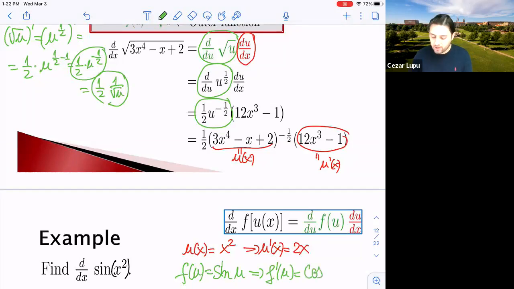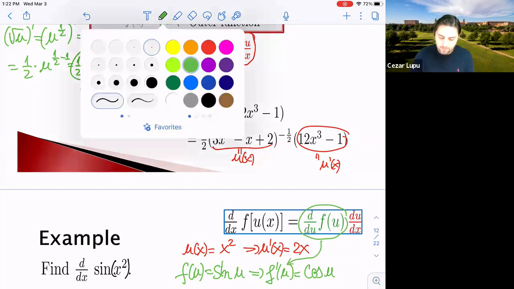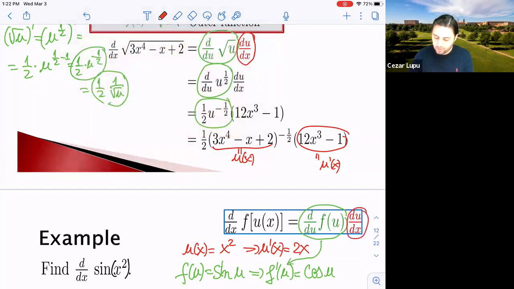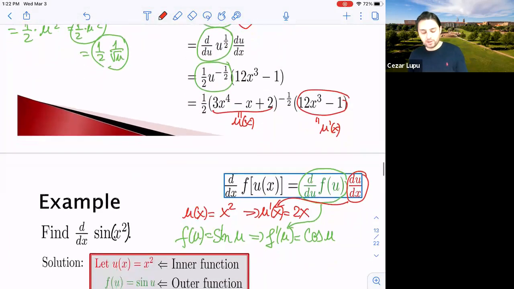Cosine of u, correct. Okay, great. And now the only thing I need to do is just to apply the chain rule. Look at this guy here. This is the derivative, right? That you see here. And this guy here is the derivative of u that you see here. All right, let's do it.